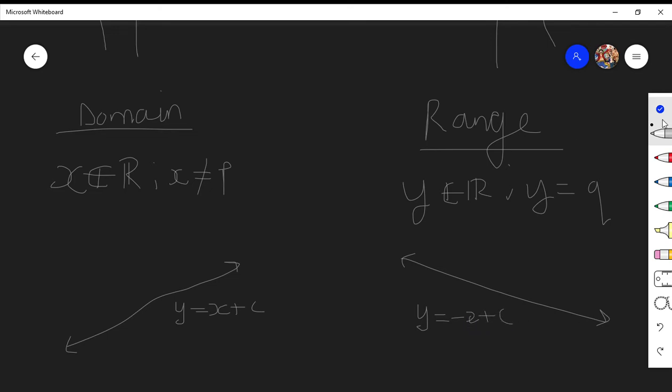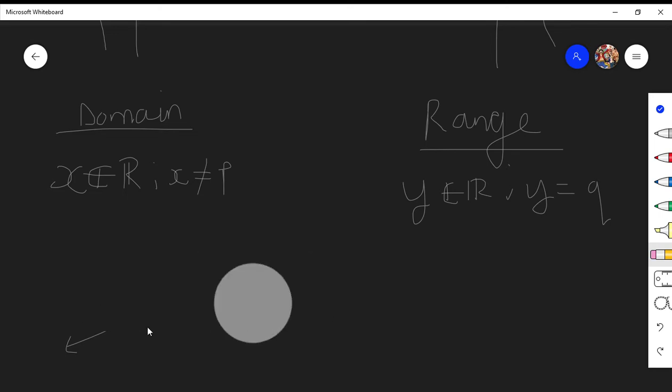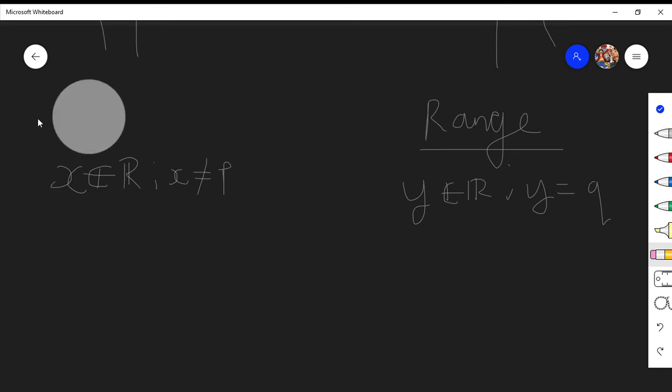Okay. So the next function will then be our exponential function. Once we're done recapping our functions, we'll go through some questions from past papers.